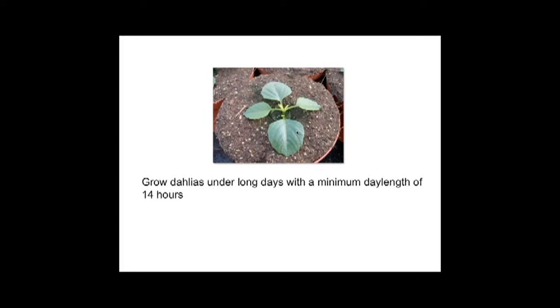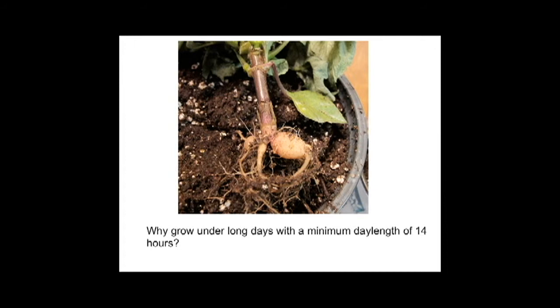Again, it has to do with this tuber formation, and then we'll talk about flowering shortly, but basically we can form tubers very quickly even in the early growth stage. So grow dahlias under 14-hour day length. Why under 14-hour day length, minimum day length? This shows you an example of that.